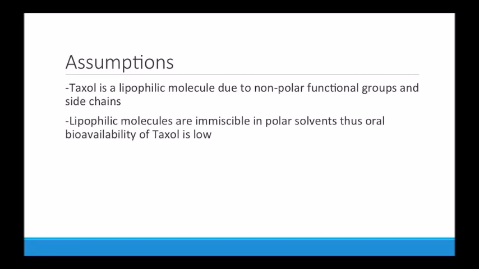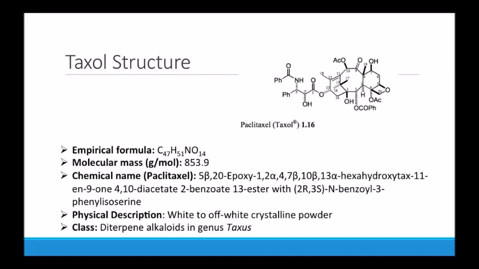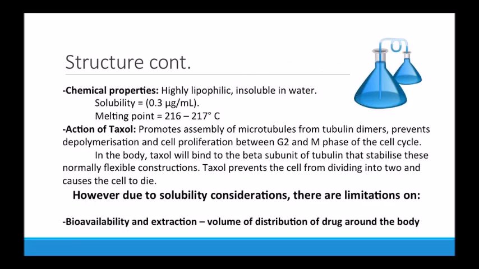Some assumptions in regards to the structure of taxol is that taxol is a lipophilic molecule, and these lipophilic molecules are immiscible in polar solvents, thus the oral bioavailability of taxol will be low. So the structure of taxol is a part of the diterpene alkaloids in the genus Taxus. As you can see from the chemical name, it is a large molecule which adds to its molecular mass. Now, some chemical properties of taxol: it's highly lipophilic, as I said before, and it has a high melting point. Now, the way taxol works is to promote assembly of microtubules and prevent cell proliferation. So, due to the solubility considerations, however, there are limitations on bioavailability and extraction.